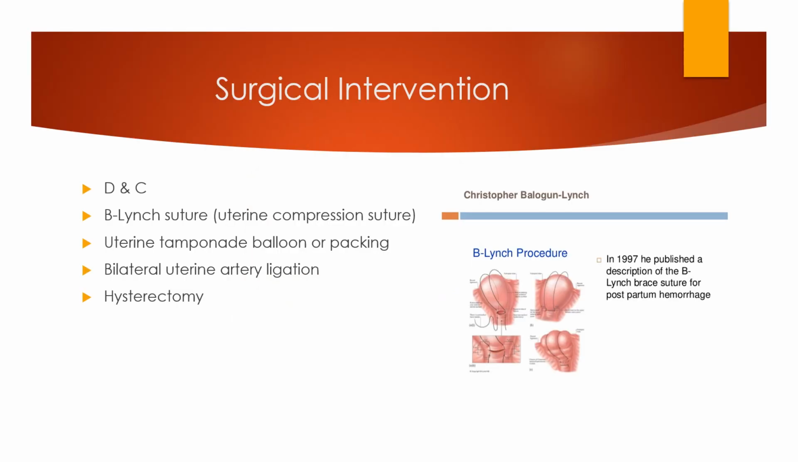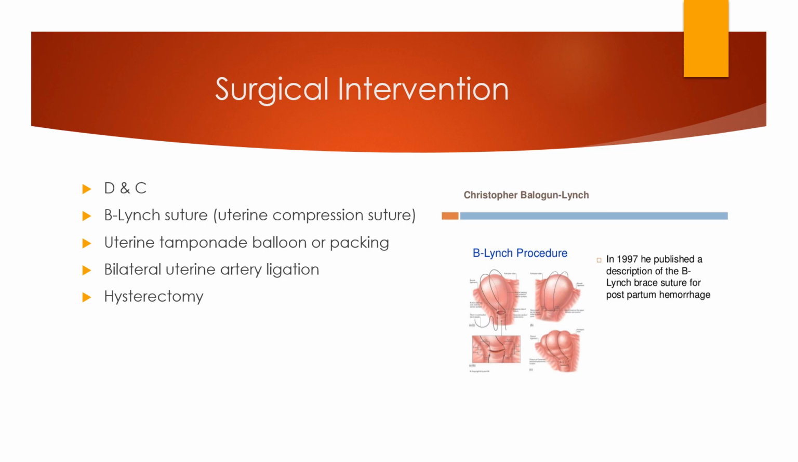So surgical interventions, these are kind of like last-ditch effort measures to try to stop the bleeding. Now, before the Bakri, we had to go to a lot of these interventions. So we may need to do a D&C. A B-Lynch suture is a uterine compression suture where we're actually wrapping suture around the uterus to compress it manually. These sutures dissolve, okay, over time once the patient's stable. Uterine tamponade, we talked about balloon or packing.